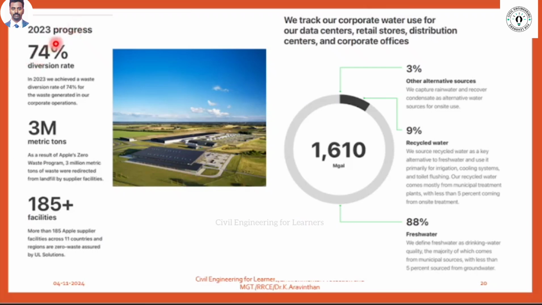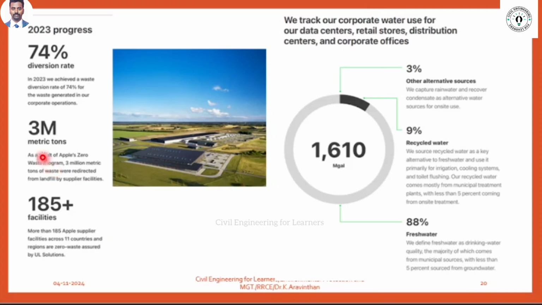Even the Apple organization has not reached a 100% recycled water system. They have currently achieved how much? 3 plus 9 is how much? 12%. Still 88% they are consuming fresh water. So they have room for continuous improvement that they have to do.